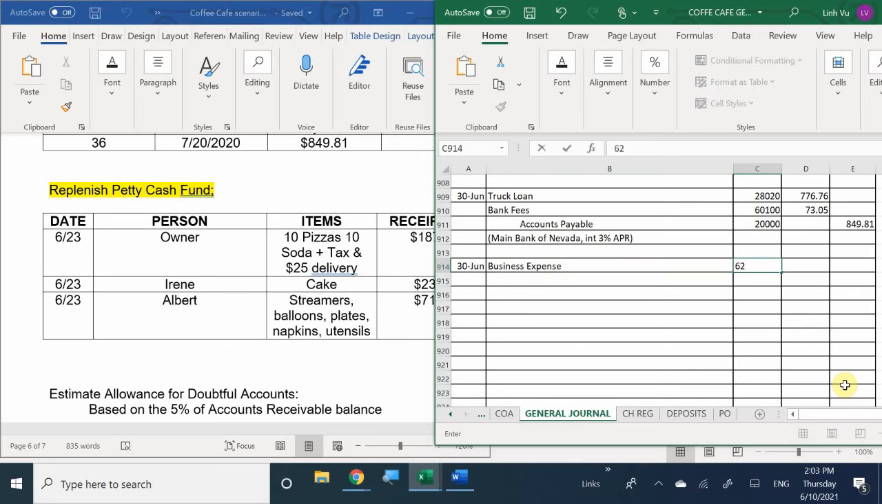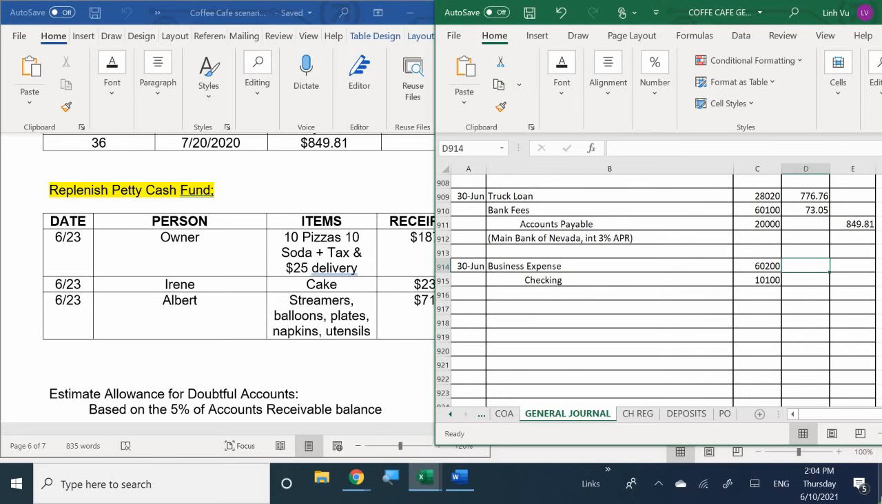6100. So we have checking. Total will be $282.78.